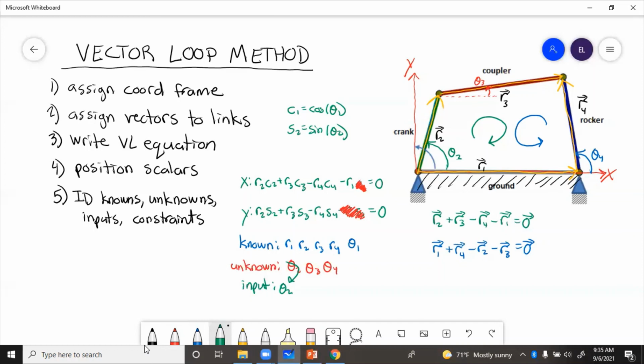This mechanism does not have any constraint equations. Constraint equations are usually angle relationships that you can get from if there's a link that is more than just binary. So if it's a ternary link, then it will have a constraint with multiple vectors related by a single angle. So that will allow you to solve for more than 2 unknowns. But in this case, we don't have any constraints, so we can just go ahead and solve.